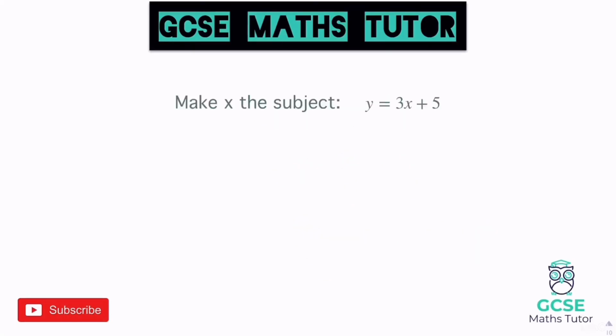Make x the subject of a formula, or any letter the subject of a formula. So this one's y equals 3x plus 5. So essentially, to make x the subject, we want it to say x equals. And we're going to rearrange these pieces and move them around, just like we did on that solving the equation. So the first thing I can do is get rid of that 5, just like before, and we can subtract 5 from both sides.